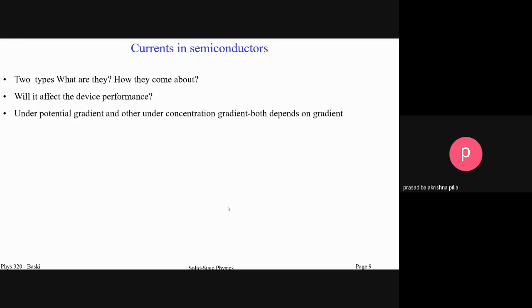We will see that you have two types of carriers involved, and what are the types of conduction processes involved in semiconductors, how they come about and how they affect the device performance. Those are the things we will look into. Now we know that in any electrical conductor, when you have a potential gradient, there will be a current flow.